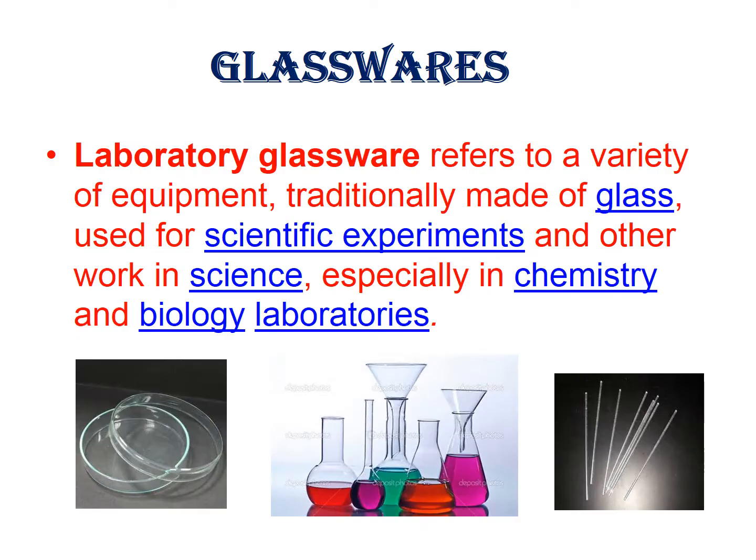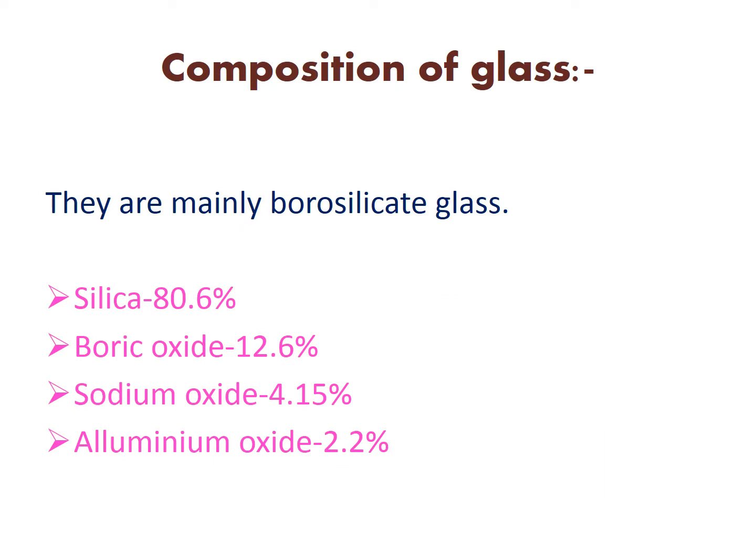Glasswares are a variety of equipment made up of glass. They are used for scientific experiments, for work in science, especially in chemistry and in biological laboratories. Now composition of glass. Glass is mainly known as borosilicate. It is made up of silica, which is 80.6%, boric oxide, 12.6%, sodium oxide, 4.15%, and aluminum oxide, 2.2%.